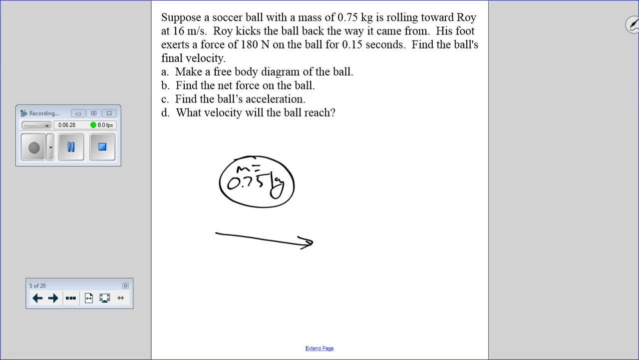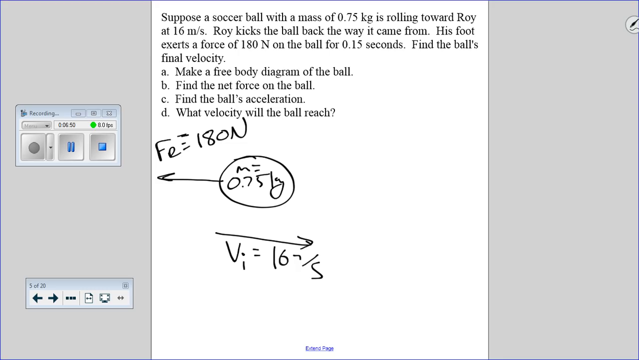It's rolling towards Roy at 16 meters a second. Roy kicks the ball. Oh, that means my velocity is going to change. So this is just my initial velocity. Roy is kicking it the way it came from. So Roy is kicking this way with a force of 180 newtons. Notice that force here is going to be negative, right? Because the force is to the left.